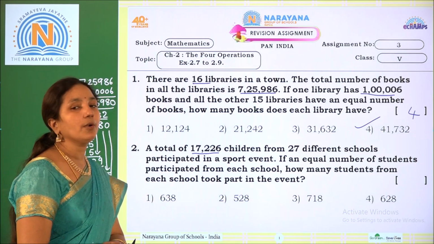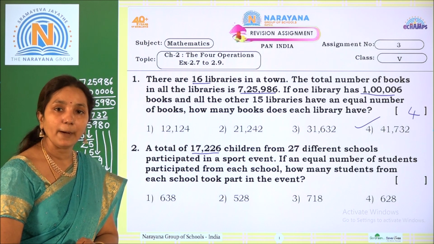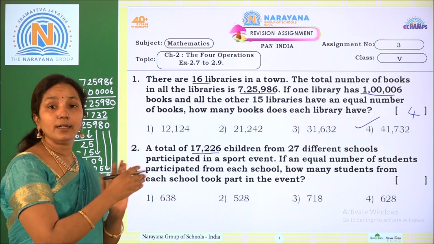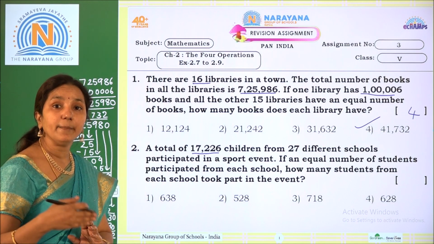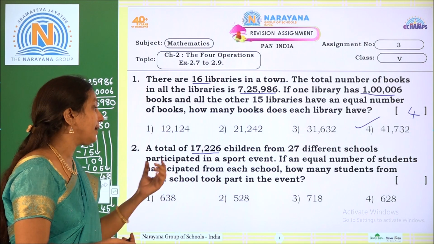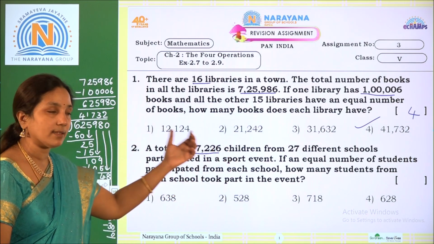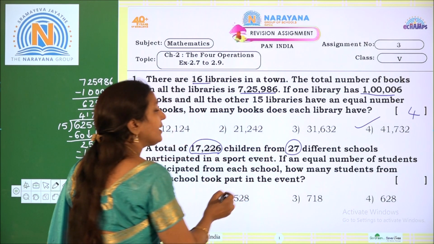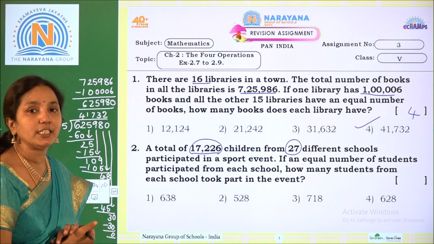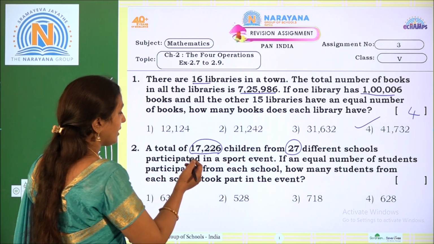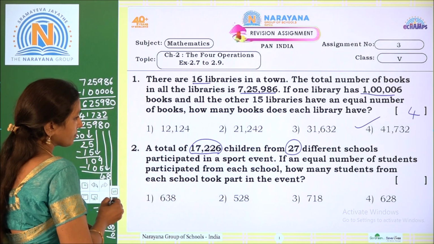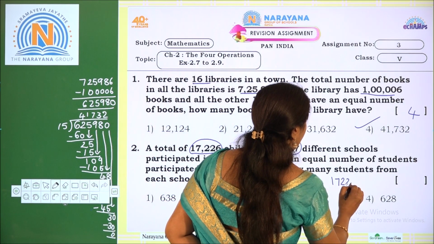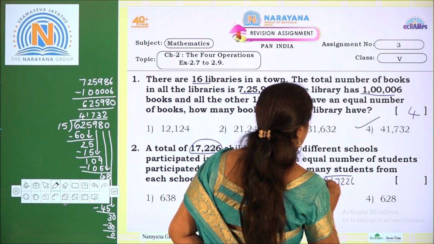So here, what do we have to do? Which operation do we have to apply? It is nothing but division, because each school has the same number of children. All 27 schools participated with the same number of students. The total we already know, the number of schools we know. So we can find the number of participants from one school. So which operation? That is nothing but division. So here 70,226 is divided by 27.